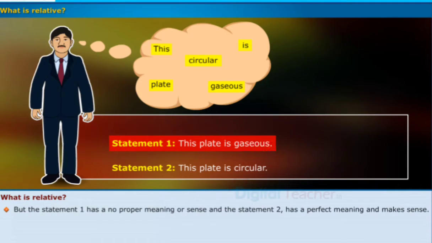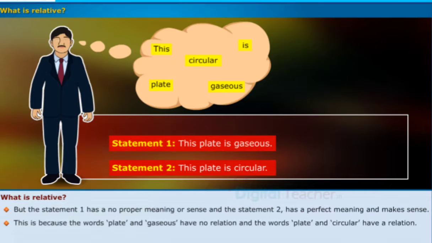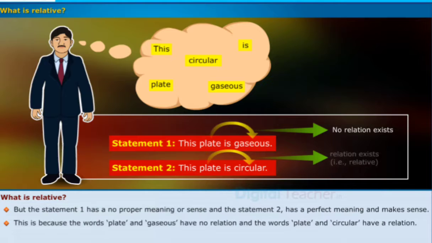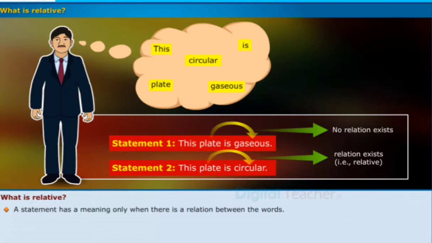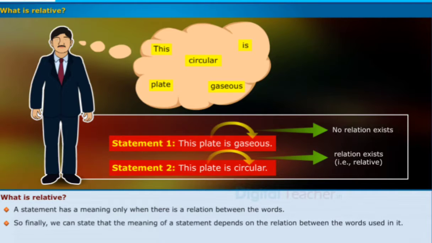But statement 1 has no proper meaning or sense, and statement 2 has a perfect meaning and makes sense. This is because the words plate and gaseous have no relation, and the words plate and circular have a relation. That means, relative to plate, the word gaseous is not related, and relative to plate, the word circular is related. A statement has a meaning only when there is a relation between the words. So finally, we can state that the meaning of a statement depends on the relation between the words used in it.